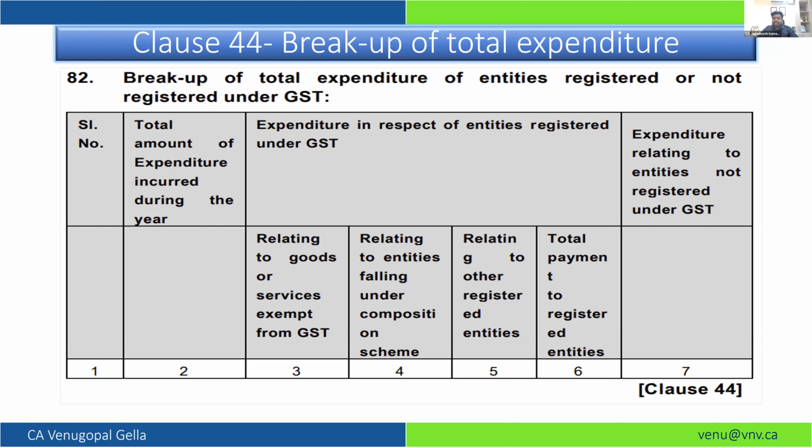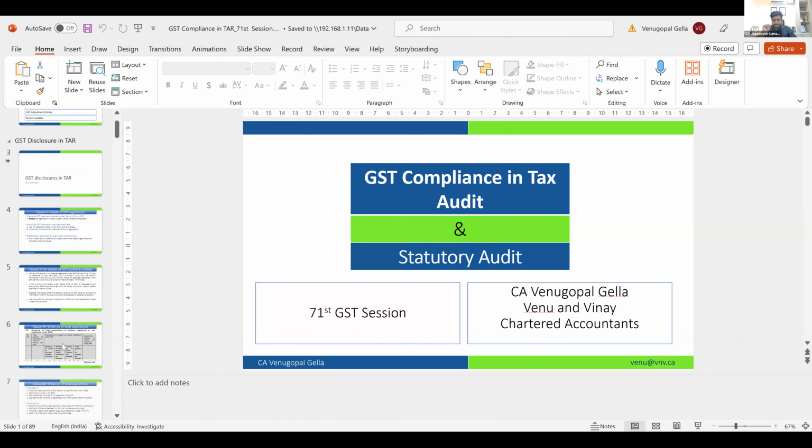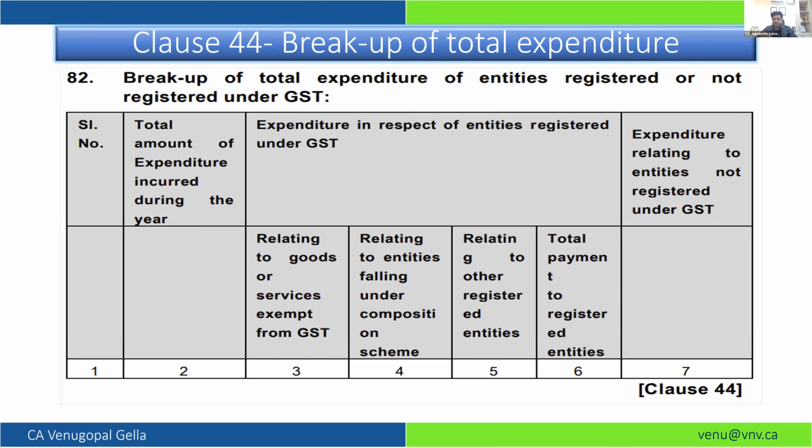In column 5, we report the balance figure from the first bucket. In the first bucket, you have taken all the inward supplies from registered parties, and from that you remove column 3 and column 4, that is exempted supplies and composition supplies, and the remaining figure you put in column 5. Column 6 is the sum of exempted supply, composition, and the others. Now coming to column 7. Column 7 is the second bucket we discussed, that is all the inward supplies from unregistered parties, which we need to report in column 7. Now the sum of column 6 and column 7 is nothing but the total expenditure.